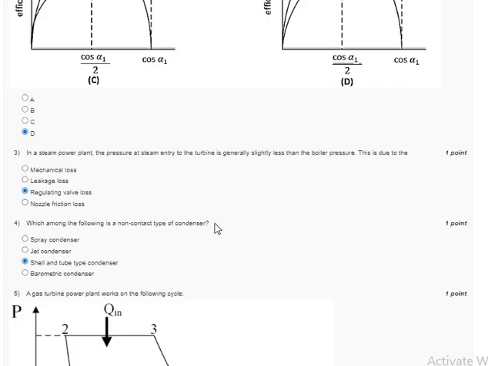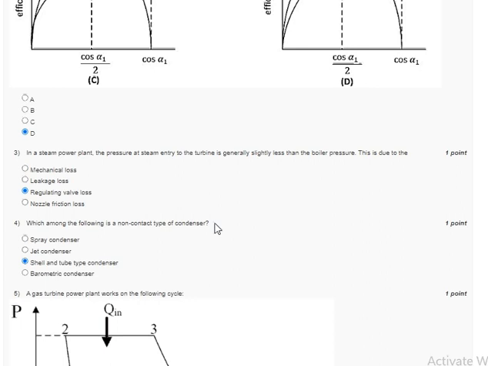In a steam power plant, the pressure at steam entry to the turbine is generally slightly less than the boiler pressure. This is because there are many losses in the steam power plant. So one loss is the regulating valve loss, which happens when steam enters the turbine. So option 3 is correct, regulating valve loss.